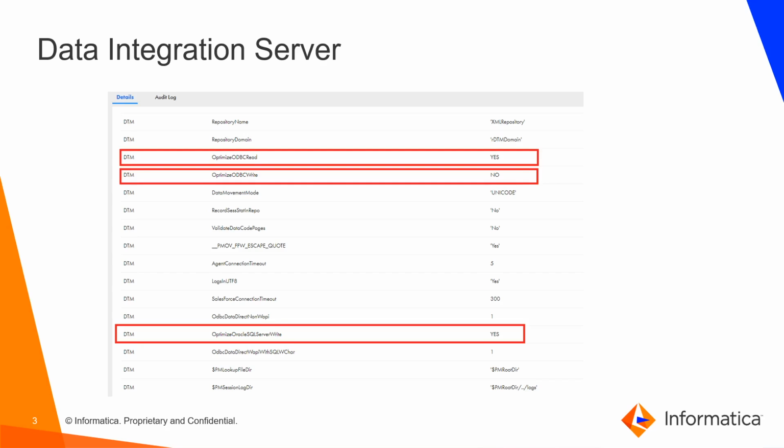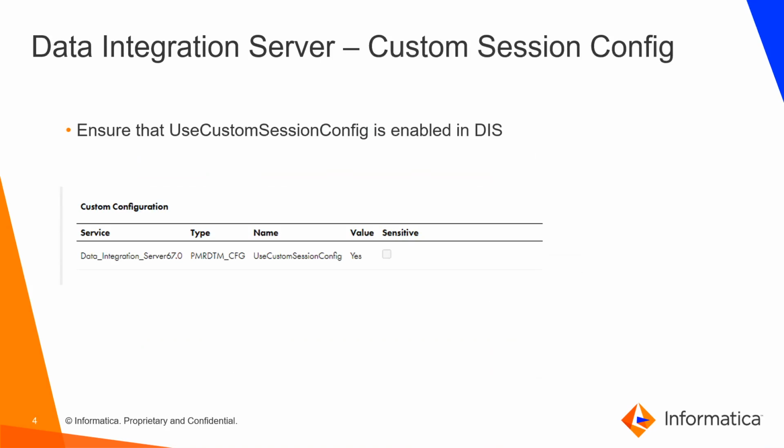Basically, these settings will have the Optimize Oracle SQL Server Write enabled at the DIS level, meaning every mapping that uses an Oracle or SQL Server connection as the target is going to get better performance. Now, as I mentioned before, we want to be able to control this setting at the mapping task, because there are scenarios where you don't need it and you want to turn it off at the mapping task instead of the DIS level.